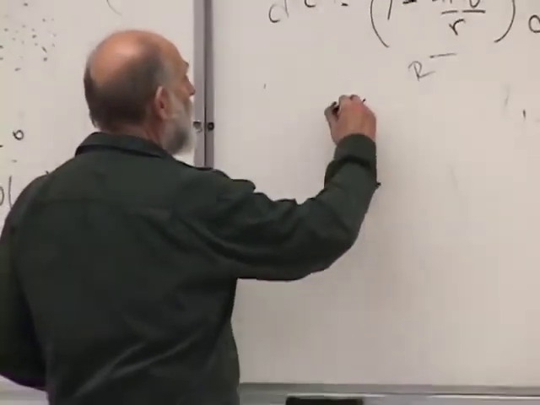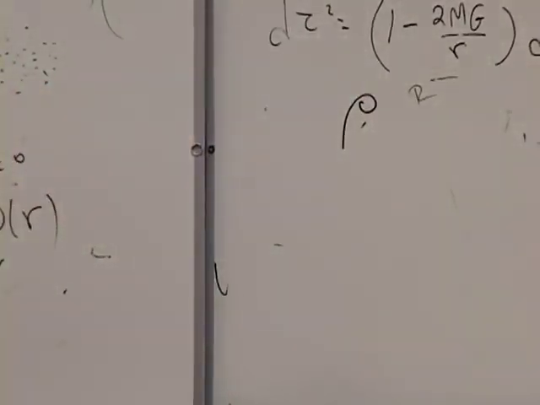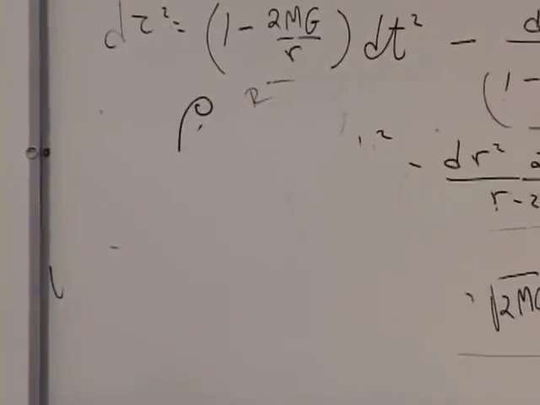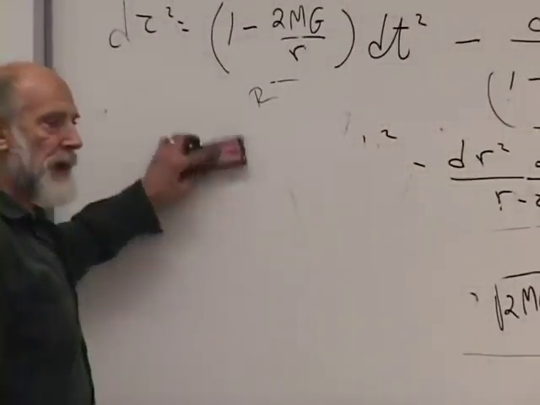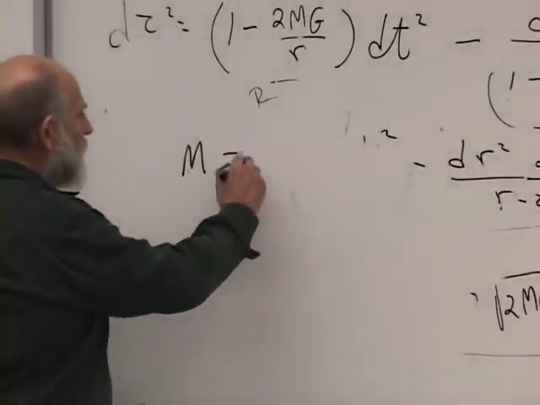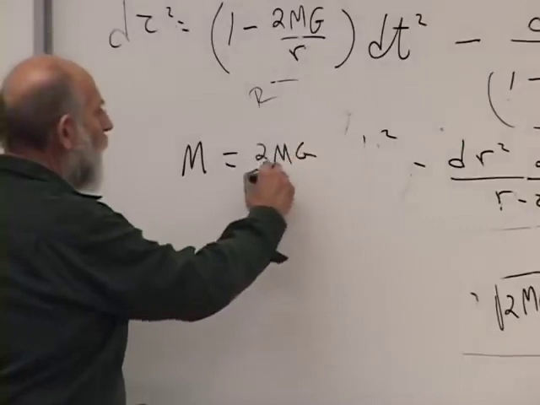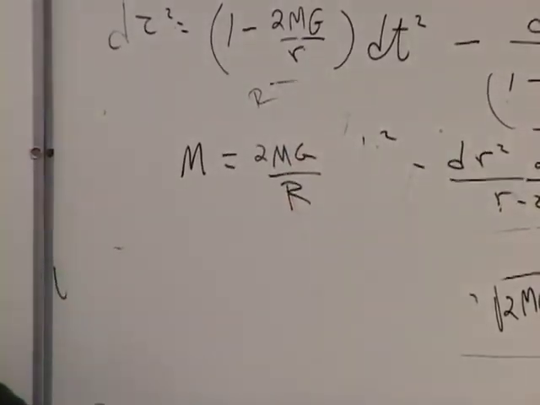You have a given amount of matter, rho, let's say. Let me get this right. Mass is equal to 2mg over r. Mass?